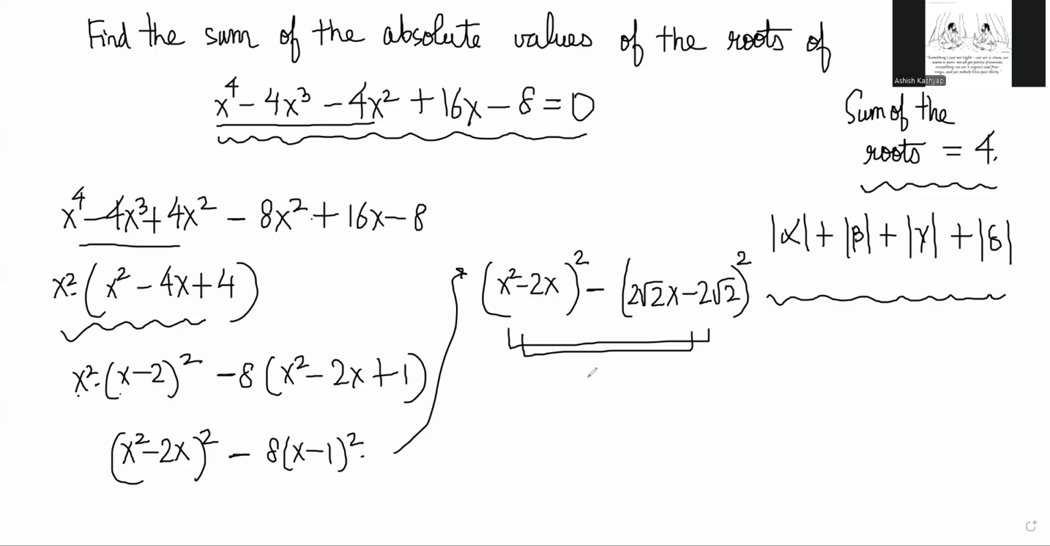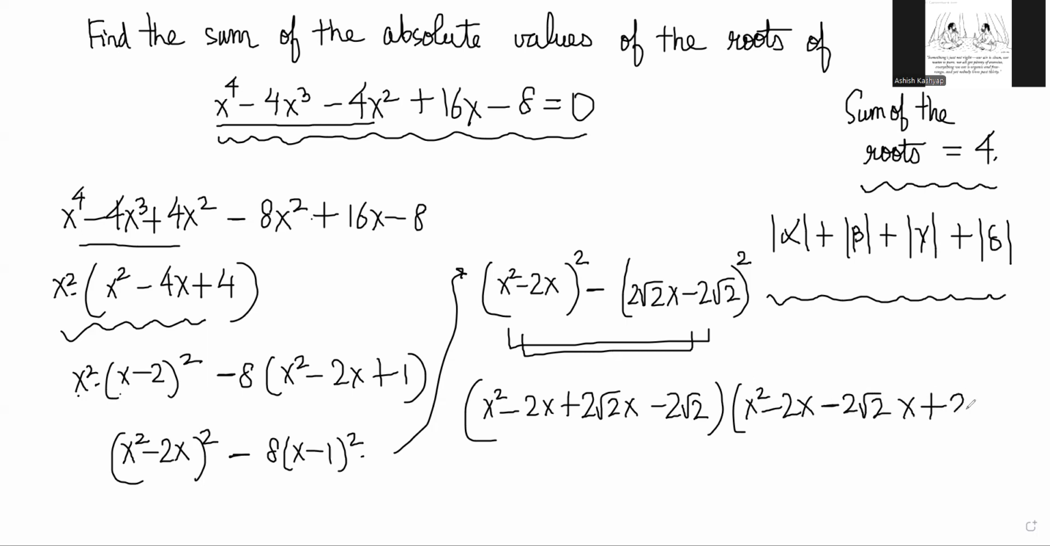Is everyone understanding what I'm saying? Because now I have written it as a difference of two squares, I can obviously factorize it. So I will say x square minus 2x plus 2√2x minus 2√2 multiplied by x square minus 2x minus 2√2x plus 2√2 +2 equal to 0. This is a product of two quadratics whose roots can be found.